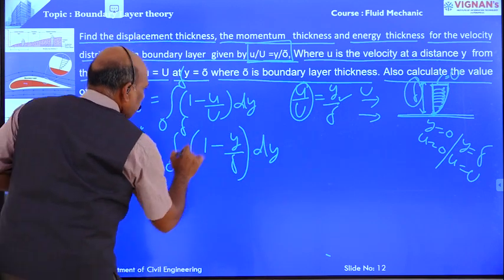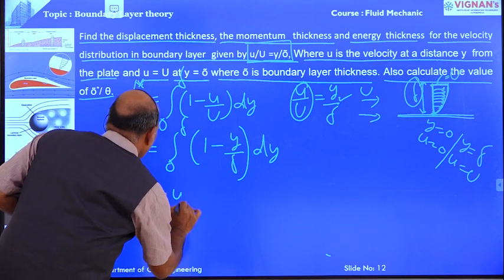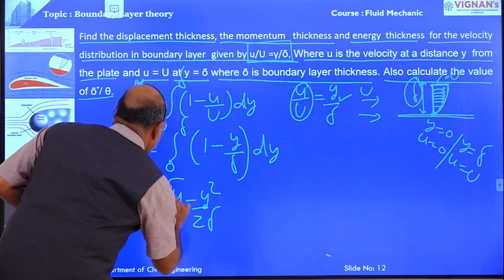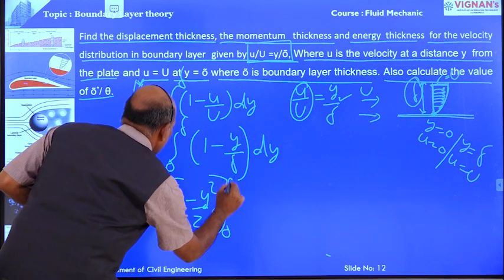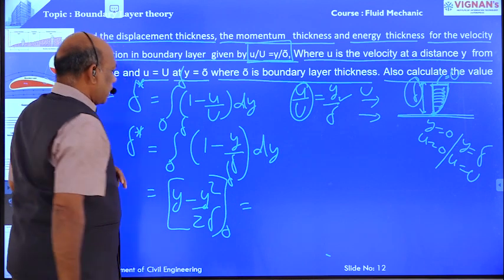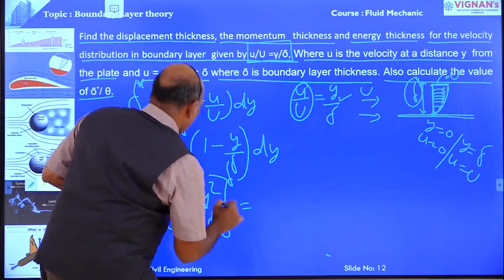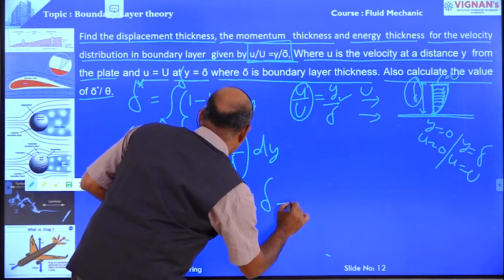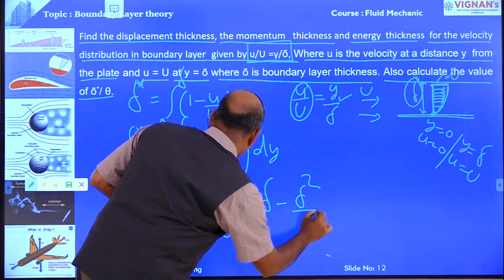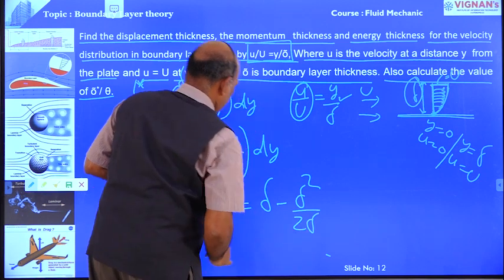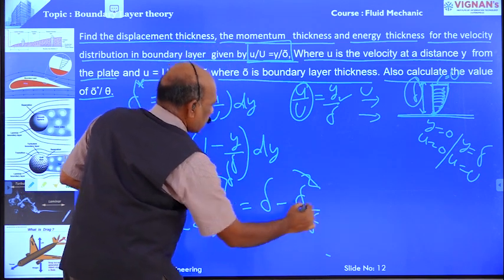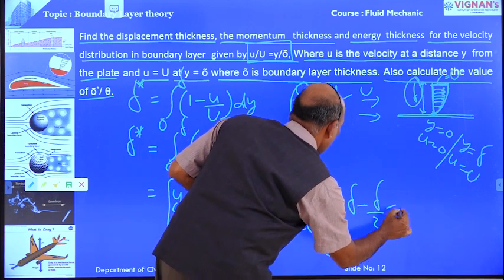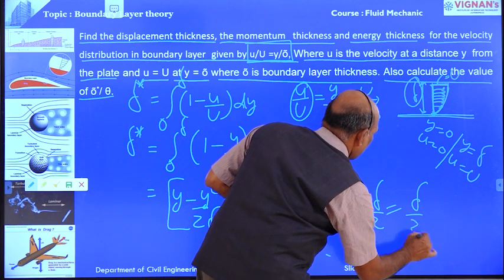Therefore, integrating with respect to y, this is equal to y minus y square by 2 delta, with the limits 0 to delta. Now apply the limits 0 to delta. In place of y, we take delta: delta minus delta square divided by 2 delta. Now delta square gets cancelled. This is equal to delta minus delta by 2, which is equal to delta by 2.